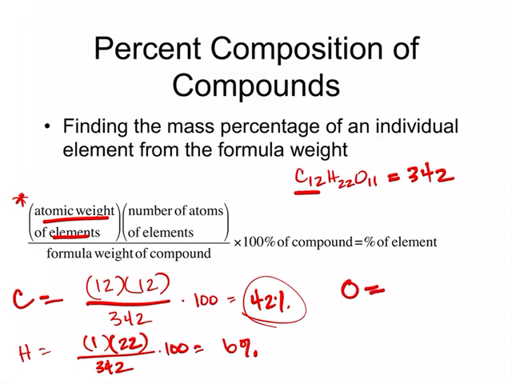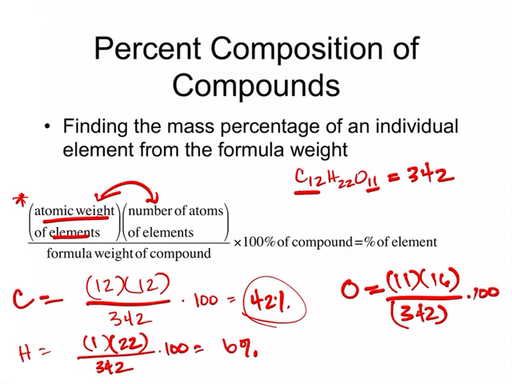Okay? If you wanted to do it for oxygen, I'm just doing these as examples, guys, so that you have an idea of exactly how to do percent composition. So there's 11 of them. The atomic weight, oh wait, I did that backwards. It's okay though. I switched these, by the way. There's 11 of them. The weight of oxygen is 16. You divide that by 342 and multiply by 100. So 11 times 16. So it's about 51%.